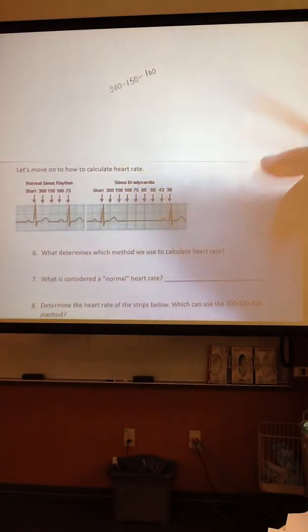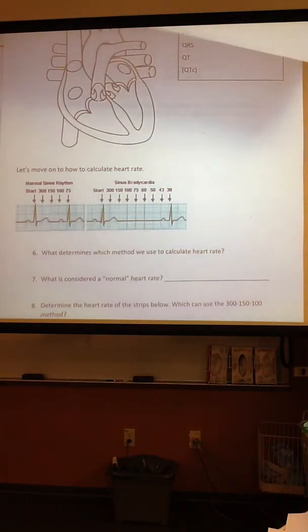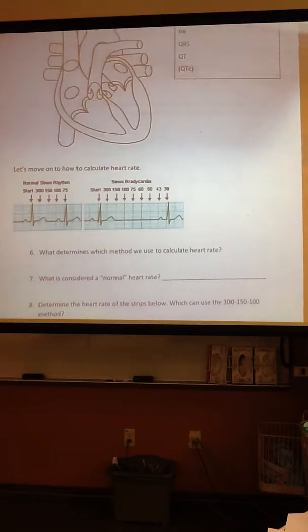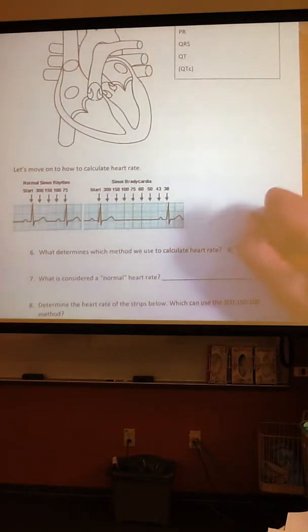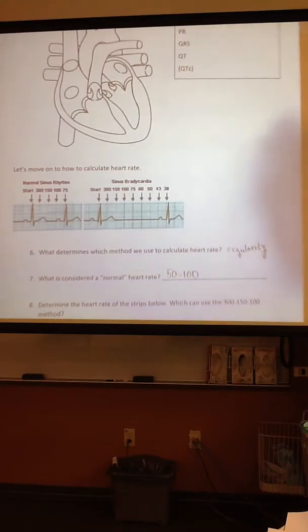We typically use the 6-second strip to calculate our heart rate, and remember that a 6-second strip is 30 large boxes. What determines the method we use to calculate heart rate? It's the regularity of the rhythm, and I'll show you why in a minute. A normal heart rate, we talked about, is about 50 to 100.